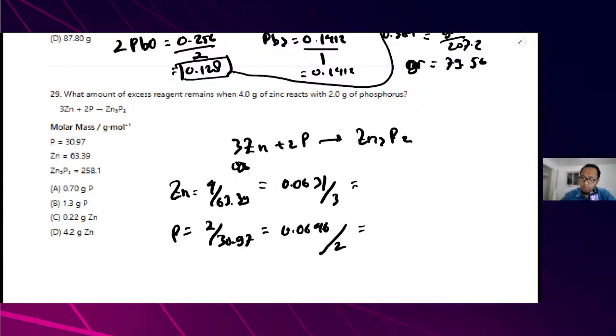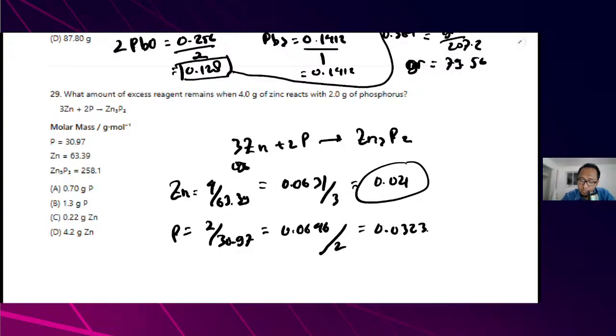So 0.0631 divided by 3, this one will give us 0.021, and then how about the other one? 0.0646 over 2 would be 0.0323. So this one, zinc, becomes the limiting reactant.